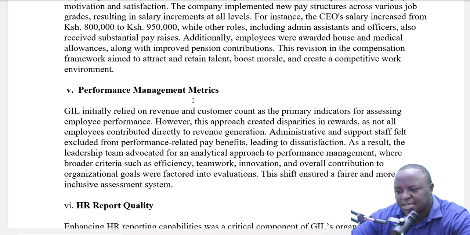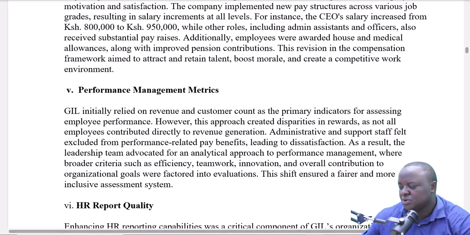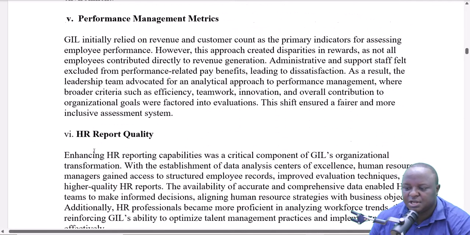As a result, the leadership team advocated for an analytical approach to performance management, where broader criteria such as efficiency, teamwork, innovation, and overall contribution to organizational goals were factored into evaluation. This ensured a fairer and more inclusive assessment system, where every employee, right from the top all the way down to the least employee within the organization, is taken into consideration.